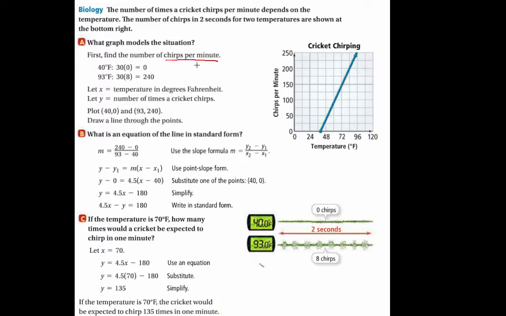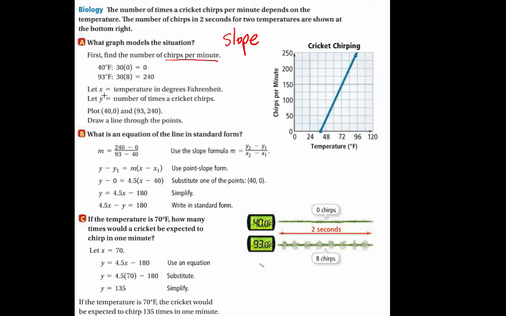When you hear chirps per minute, what should pop into your head is slope. That's the slope of the line. And we need 2 different ordered pairs to do this. So when the temperature is 40 degrees Fahrenheit, we find we have 0 chirps. Okay. 93 degrees Fahrenheit, 240 chirps per minute. When it's 40 degrees, we have 0 chirps. Okay. 93 degrees, we have 8 chirps in 2 seconds.